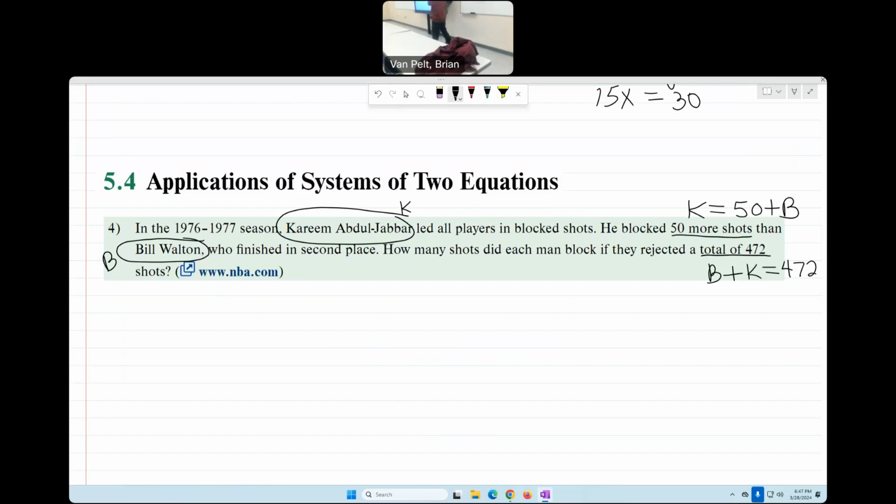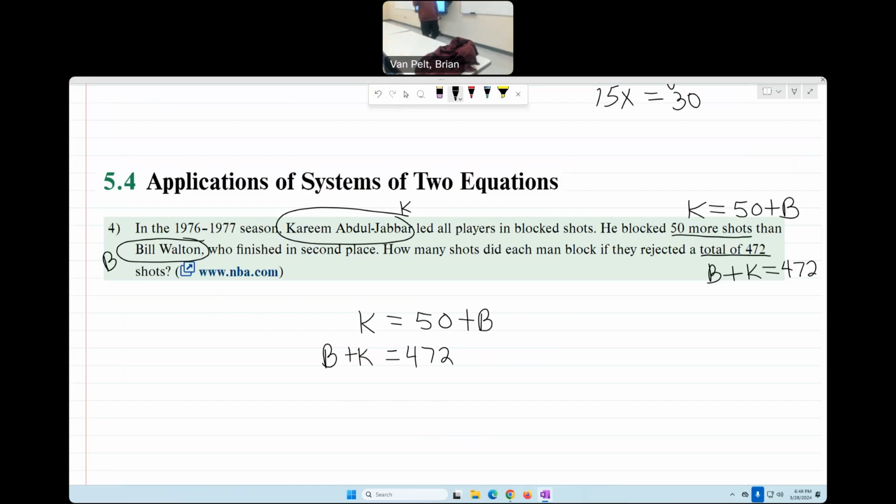See how I'm using the text of the problem to get these. The hardest part of these word problems has just been done. Getting the equations is always what students tell me is the hardest part. And the equations are just not that hard once you get them. So let me put them down here. We have K on the one hand equals 50 plus B. On the other hand, we have B plus K equals 472.